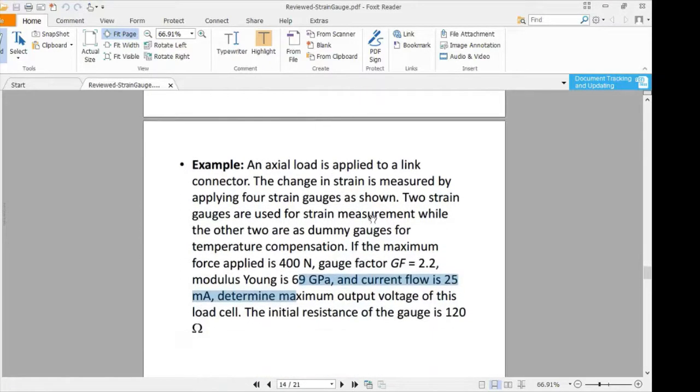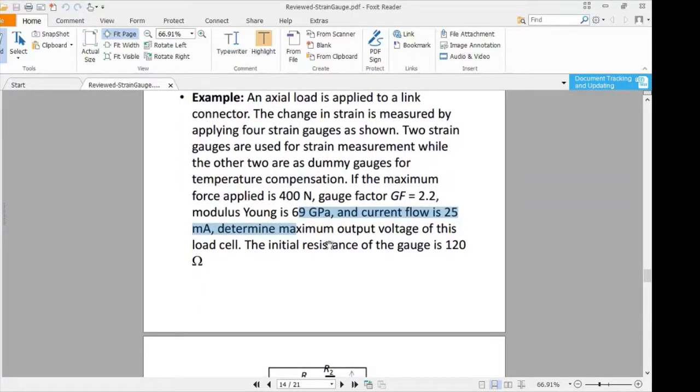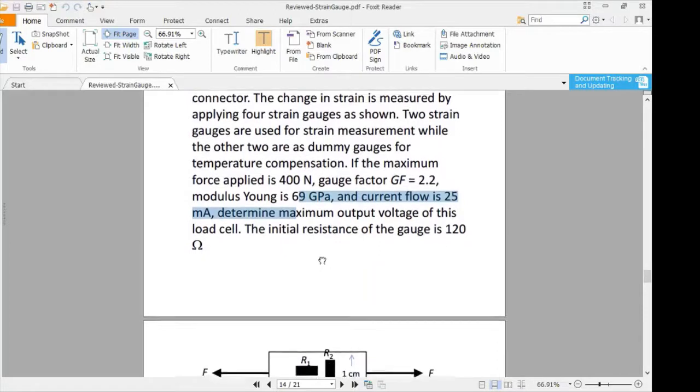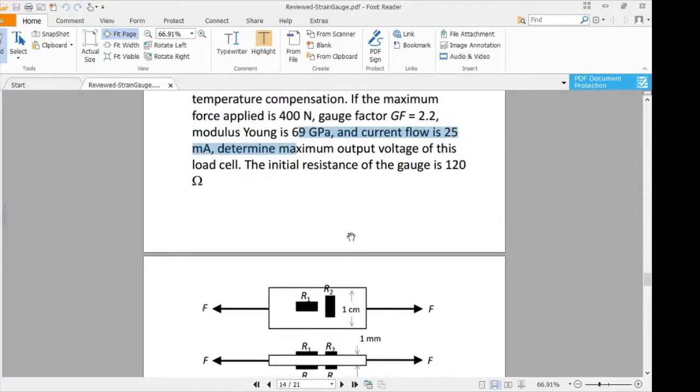All right, let's look at the examples. Let's say an axial load is applied to a link connector, and the change in strain is measured by applying 4 strain gauges as shown below. This is the schematic drawing, and we can see that one strain gauge is applied in the sensitive direction, and another strain gauge is applied in the insensitive direction. Then R3 is insensitive, R4 is sensitive. And these are all 4 gauges applied to measure the force.